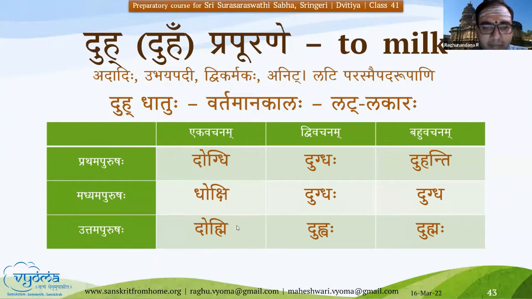Uttamam. So dogdhi, dugdhaha, duhanti. Usually it is dugdhaha, yeah, sorry. Traditional pronunciation is this. Yes, please. Tvam gam dhokshi. Very good. Dhanyavadaha. Okay. Next, Gopal Krishnan Mahodaya.